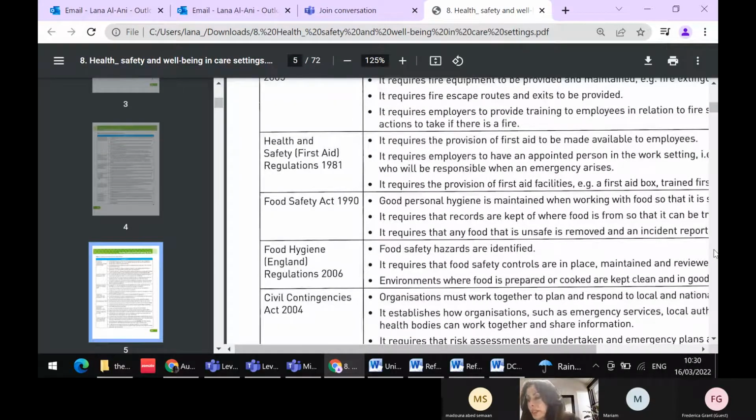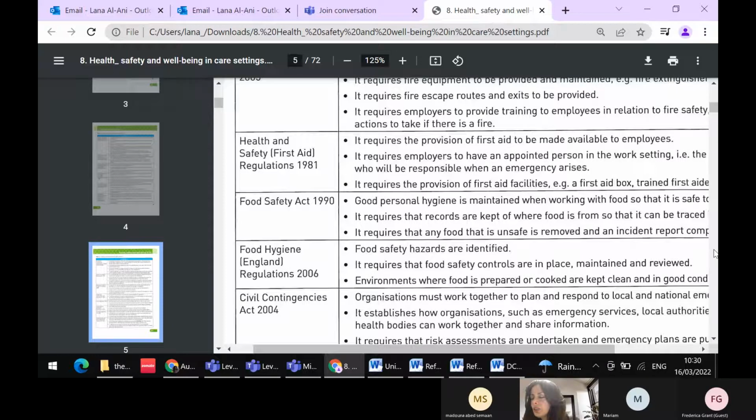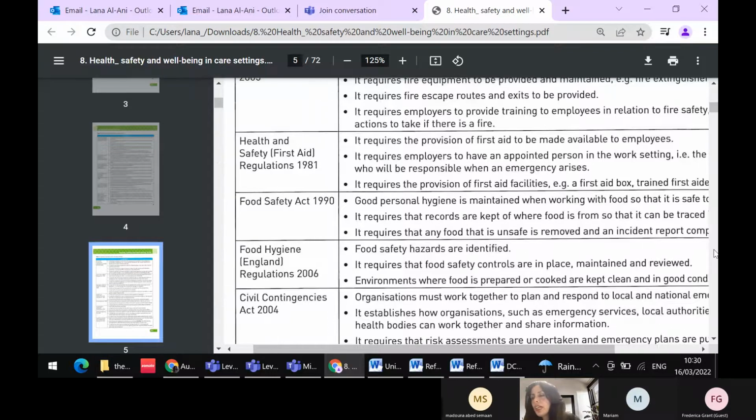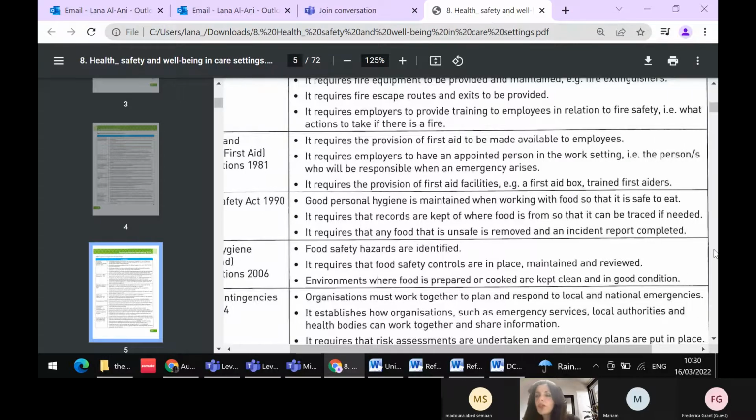Food Safety Act, that's very important. I'm sure you all know what the Food Safety Act is. Why? Because you should all have this training when you start your care work. So what is the Food Safety Act 1990? Good personal hygiene to be maintained. When you prepare food, the surface should be clean. You shouldn't be putting cooked food with non-cooked food.